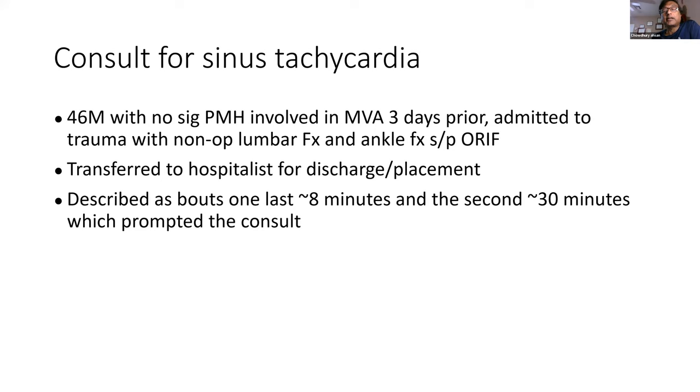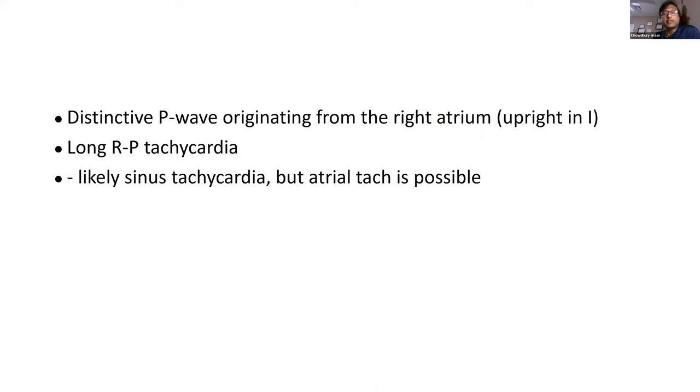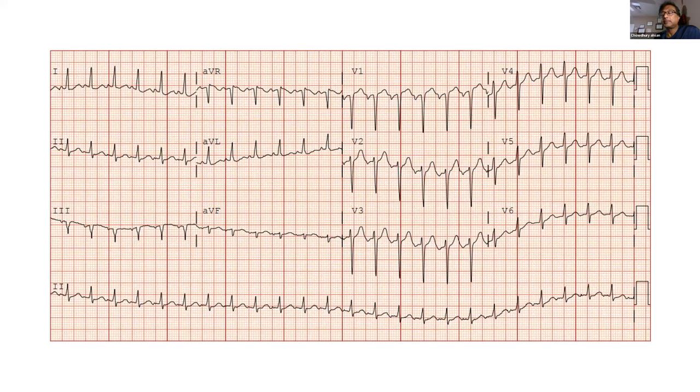A 46-year-old, motor vehicle accident. We are a level one trauma center, so we get a lot of consults from them. This was the EKG of that patient. So, diagnosis, anyone? This looks like sinus tachycardia. And then the question is, is something else possible? Is it possible to be atrial tach? The heart rate is 150, the ventricular rate. Some people say, okay, if it is 150, maybe it's atrial flutter 2:1. But the question is how you differentiate this.